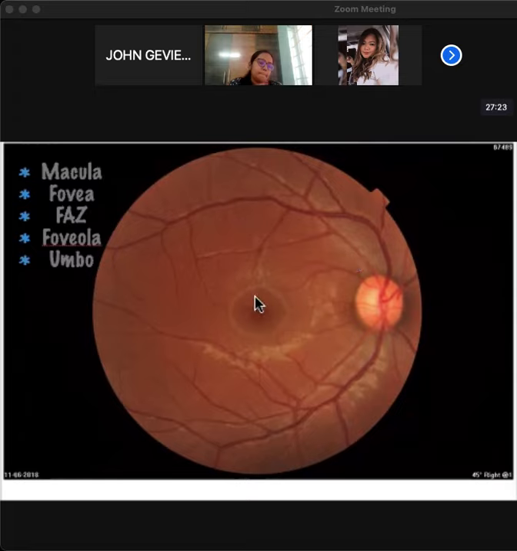You see no exudates and no hemorrhages. This is a normal foveal reflex. You see this one, this is normal. So this is a normal retina.